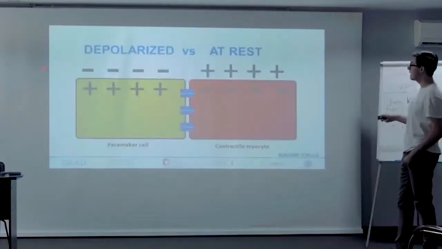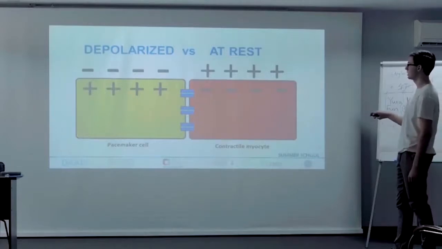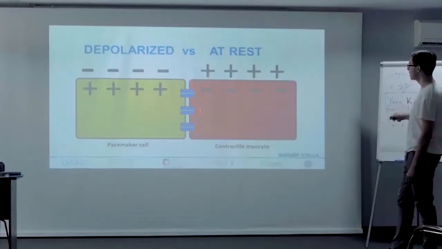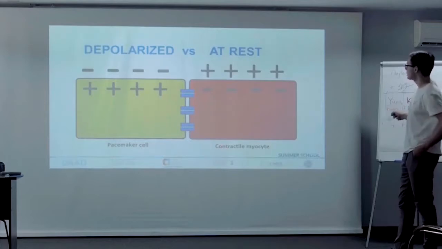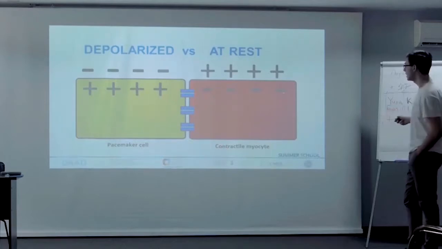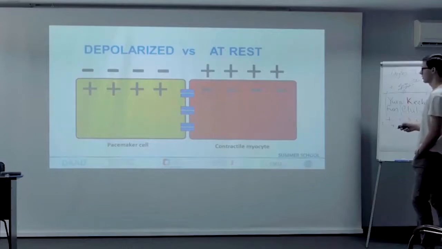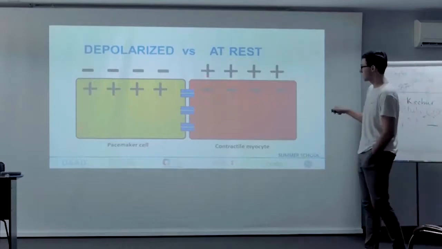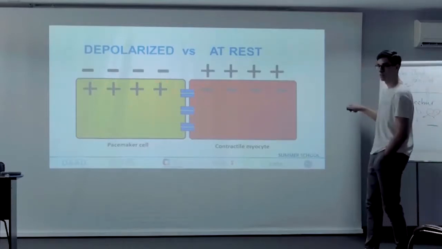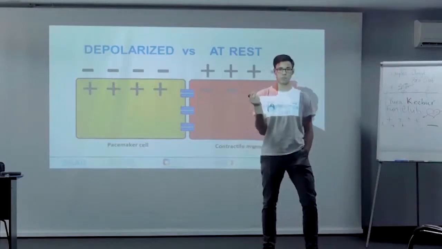Pacemaker cell is now depolarized, inside of the cell is positive, outside is negative. And here we have a contractile myocyte, which is now at rest. So inside of the cell we have a negative charge, and outside of the cell a positive charge. Let's focus on this particular charge difference. Which charged particles do we have in our cell?